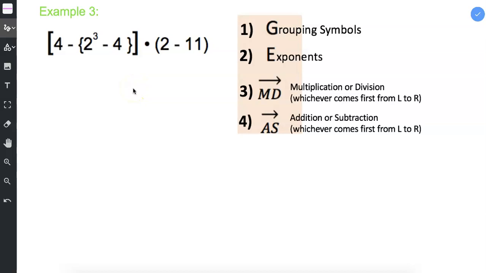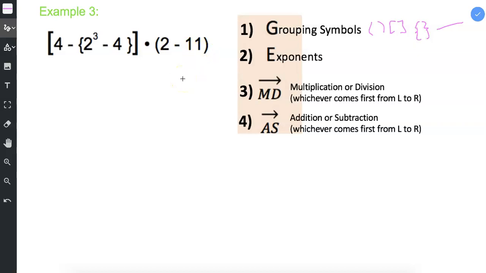Example 3, order of operations. The first thing we're going to look at is level 1, grouping symbols. We're going to be looking for parentheses, brackets, braces if we see any, and we'll also be looking for fraction bars. And I see multiple sets of grouping symbols.